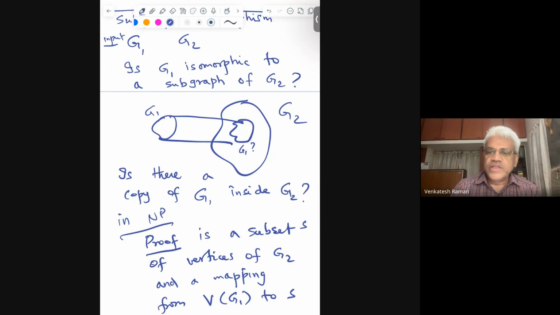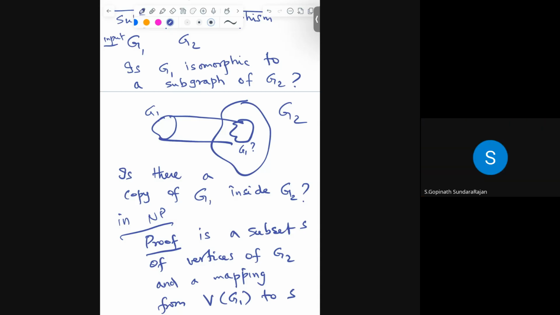So, Gopinath, is the isomorphism concept clear? Does that answer your question? Yes, sir. Thank you, sir.